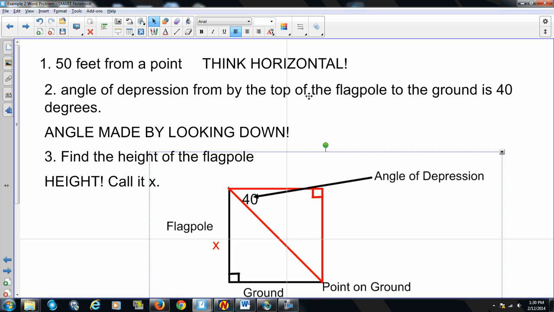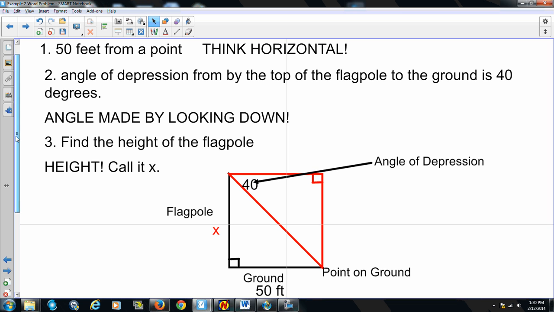Again, we underlined the important information, and now we're going to put in some numbers. The first thing that I underlined was 50 feet from a point. We need to think about horizontal. If this flagpole is 50 feet from a point on the ground, the point on the ground has to be 50 feet away from the pole. And the only way a point on the ground can be away is if we think about the base of the flagpole. So here's our point right here.